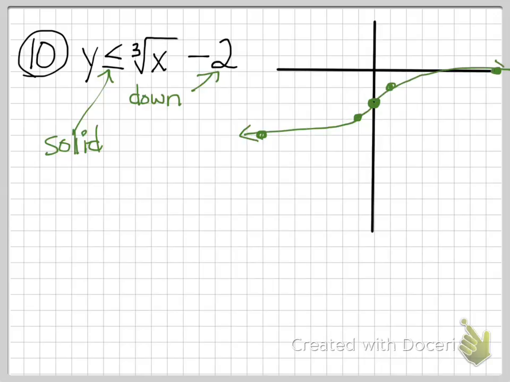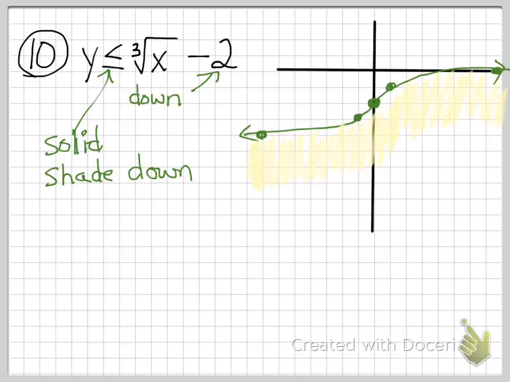Beautiful. Now, what kind of shading? Well, since it's a less than symbol, we're going to shade down. So underneath that curve, all the way across the graph, we're going to shade down.